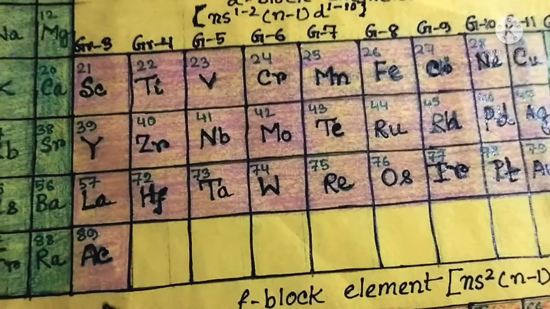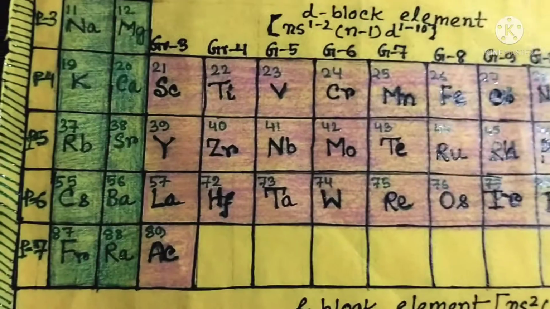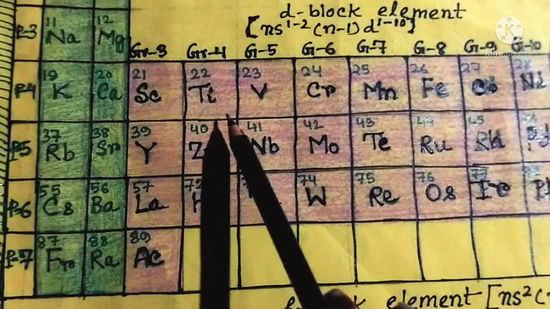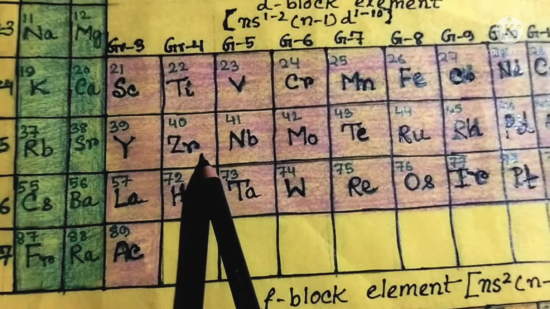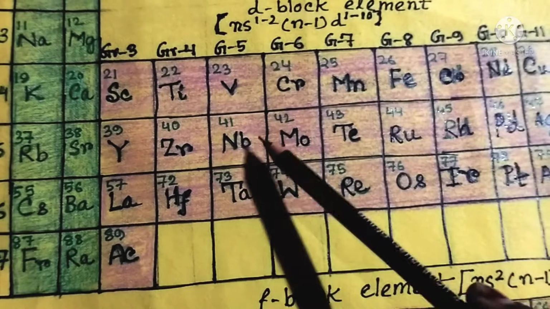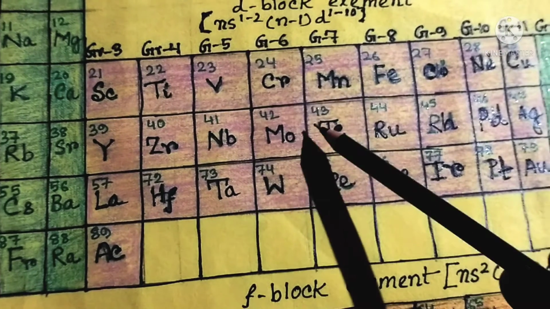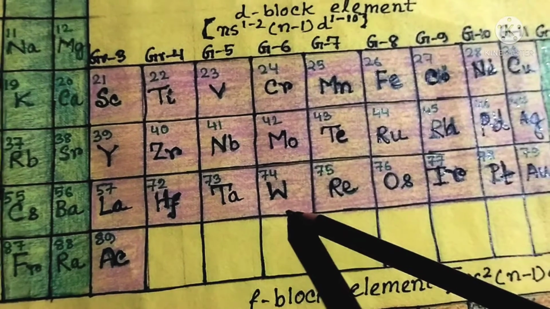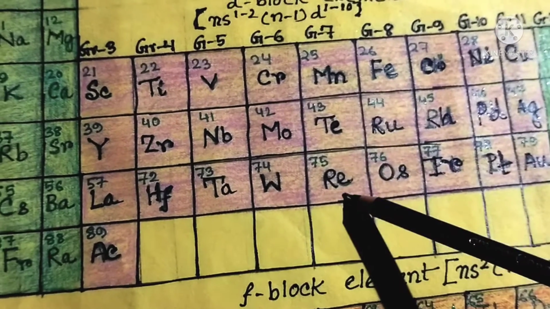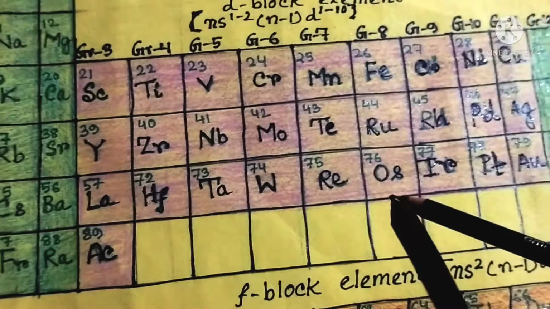Now we fill group wise. In group 3 we fill scandium, yttrium, lanthanum and actinium. Group 4: titanium, zirconium, hafnium. In group 5: vanadium, niobium, tantalum. In group 6: chromium, molybdenum, tungsten. In group 7: manganese, technetium, rhenium. In group 8: iron, ruthenium, osmium.